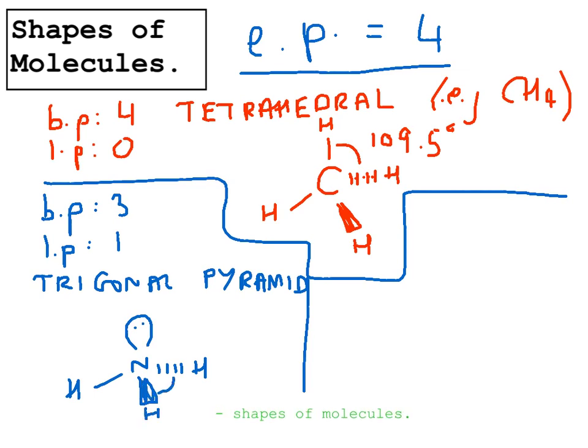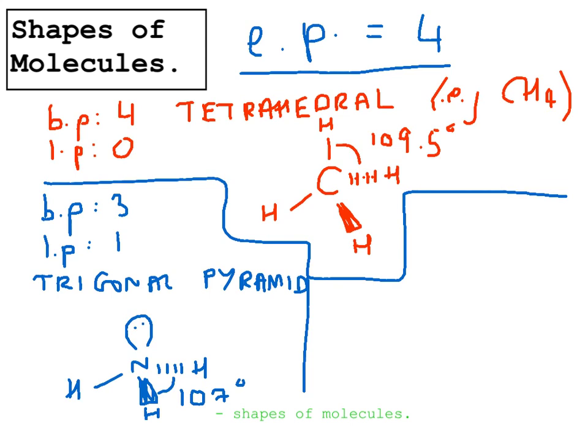The bond angle here will be slightly smaller than 109.5 because you have a lone pair here squeezing those bonds in. For each lone pair you add, you take away 2.5 from your original angle, and so the bond angle here for ammonia would be 107 degrees instead.